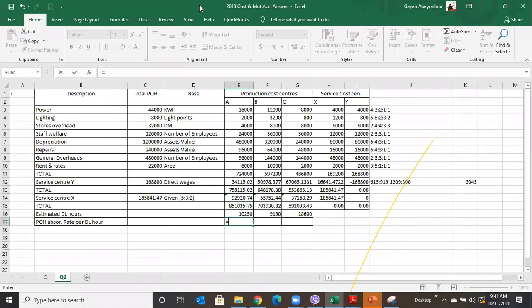Total estimated production overhead cost belonging to particular production cost centers, which we identified, should be divided by estimated direct labor hours. Here, this one divided by this one. 83.